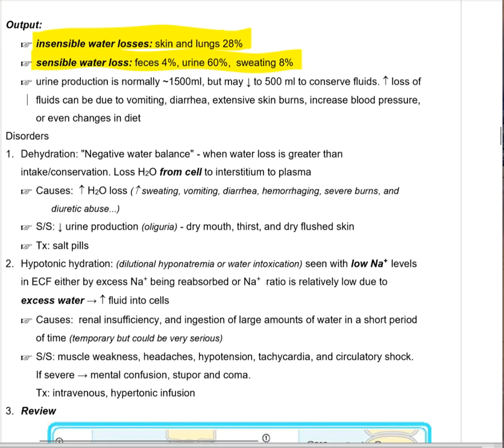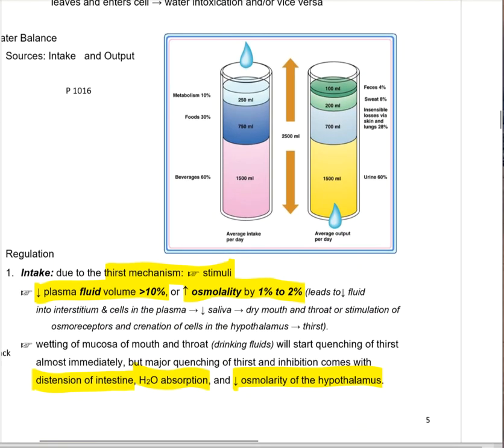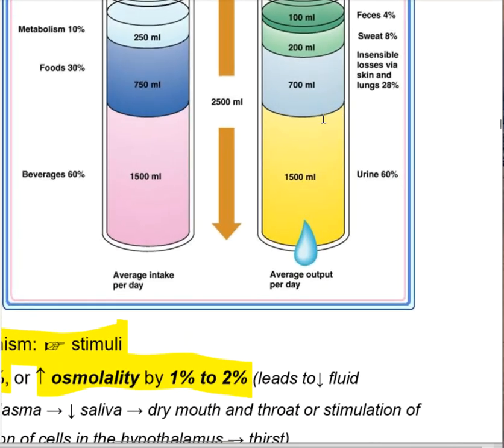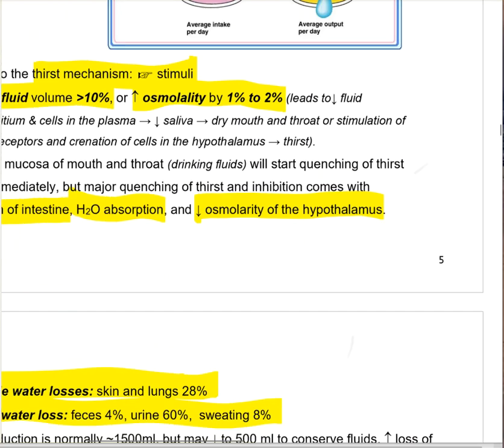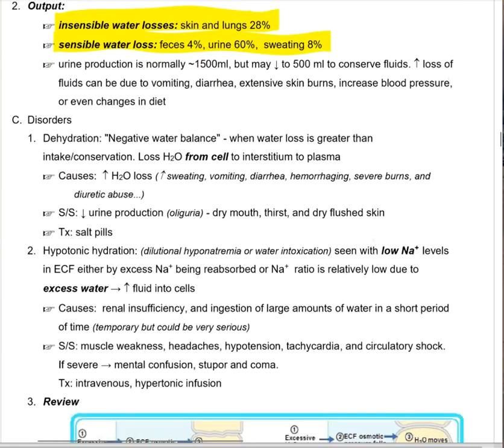So disorders. First, dehydration. This is a negative water balance where the water loss is greater than the intake. All that means is, on this side of this graph, we're losing more water than we're taking in. So if we are getting rid of 2,500 but only took in 500 in beverages, we would be losing more water than we're taking in a day, and we're going to slowly get dehydrated. So that's called a negative water balance.